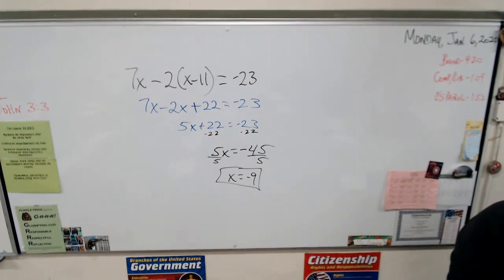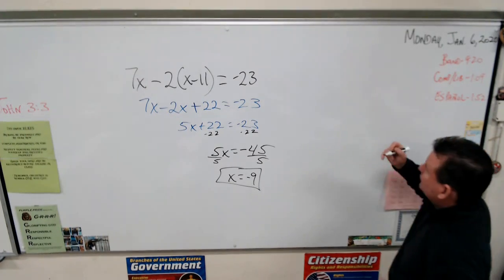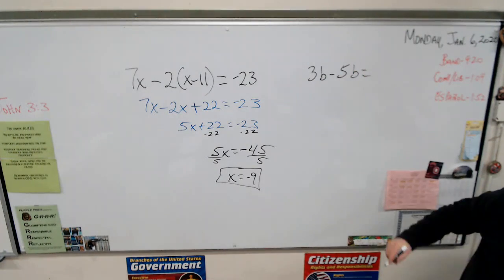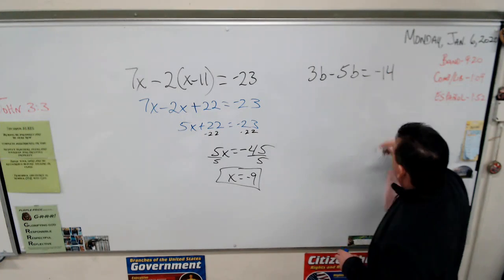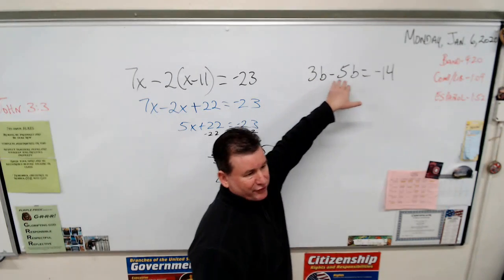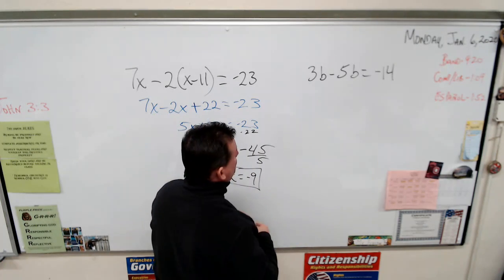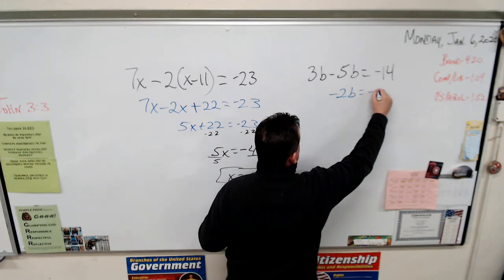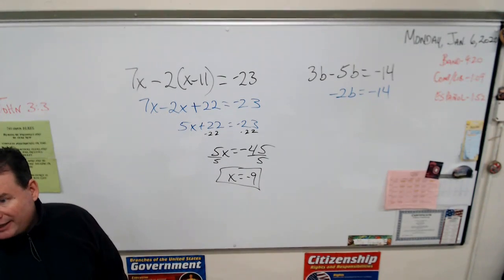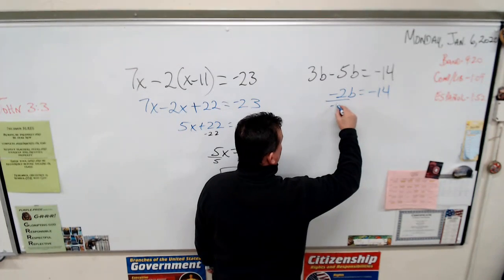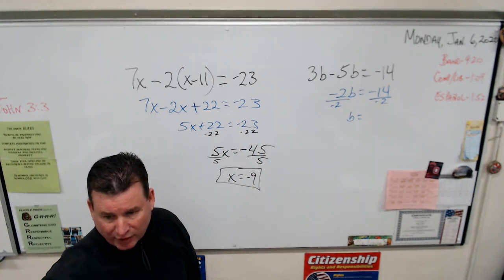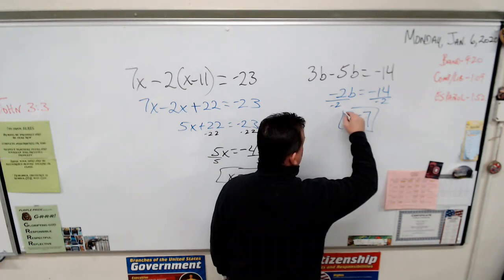Number 45. Okay. I have 3b minus 5b gives me a total of negative 2b. How do I get rid of the negative 2? I got to divide by negative 2. Make sure you divide by negative 2, because that's what makes it positive 1. I divide by negative 2, that leaves me with 1b. When I divide two negatives, it makes the answer positive. B equals 7.